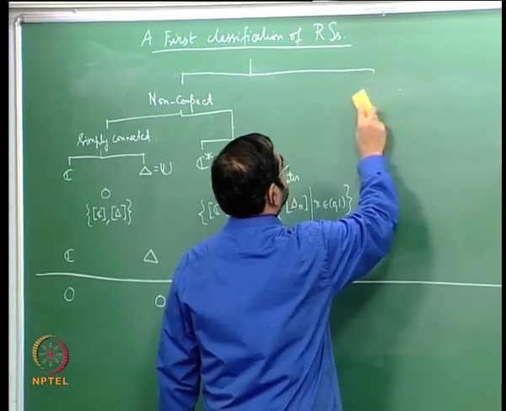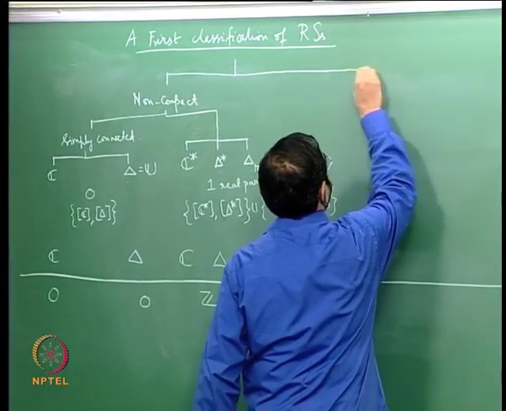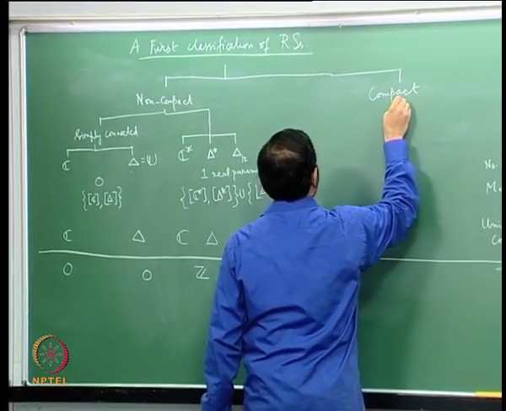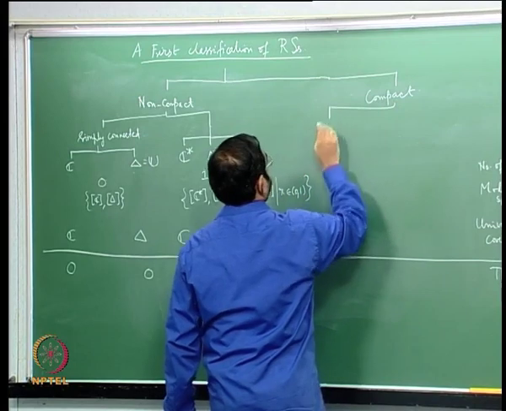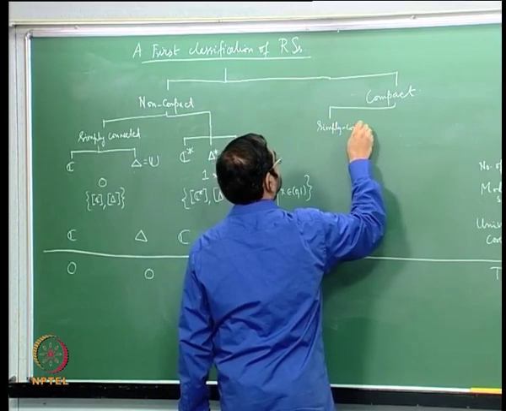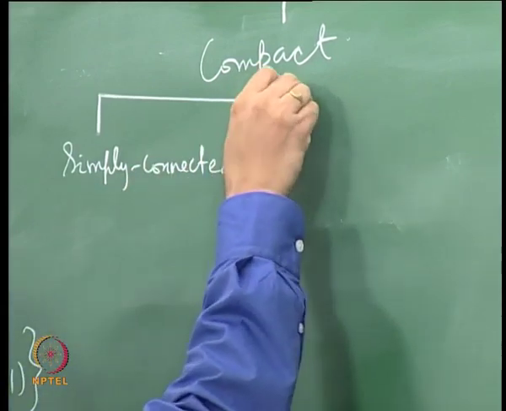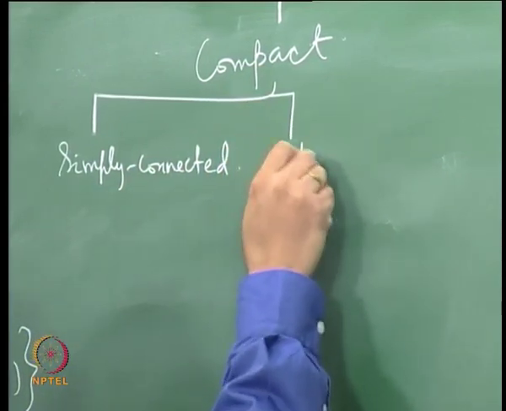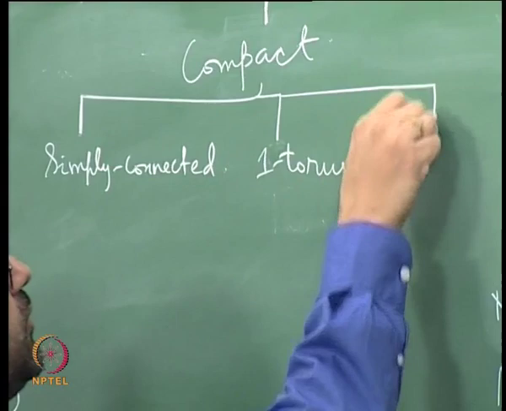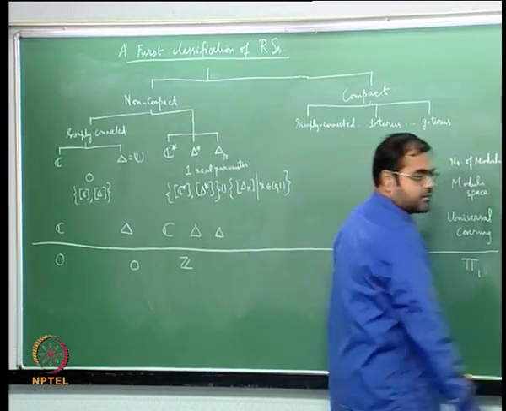Let me write this a little to the right. The compact case. So in the compact case, what happens is you have, first of all, again the simply connected case, and then of course the next thing is one torus. Then you can go on, dot dot dot, and then you have a g-torus, the way I have defined it here, okay.